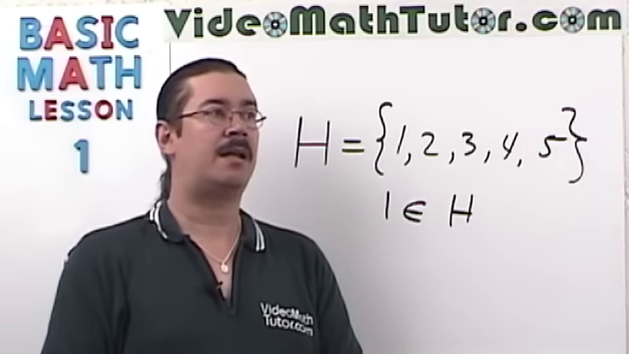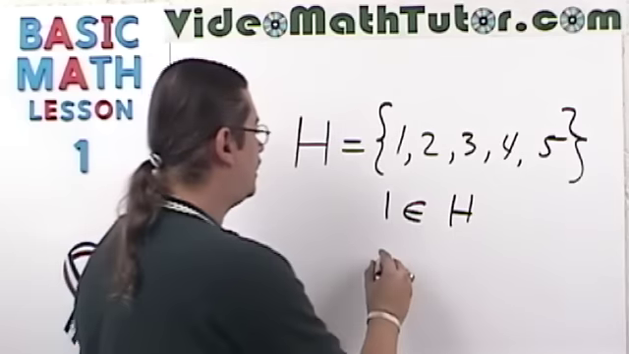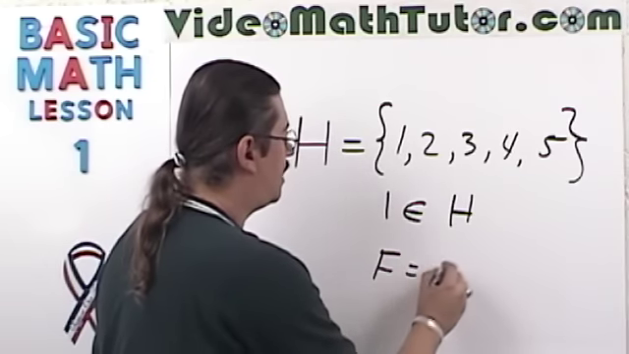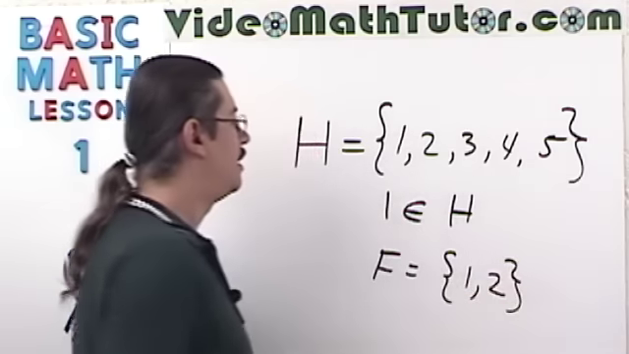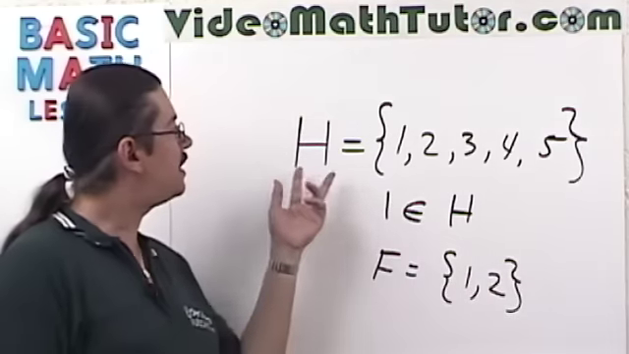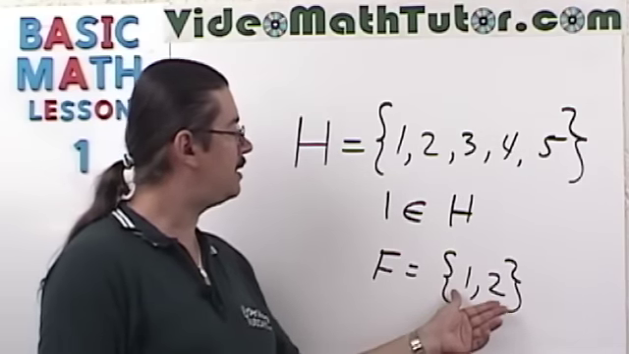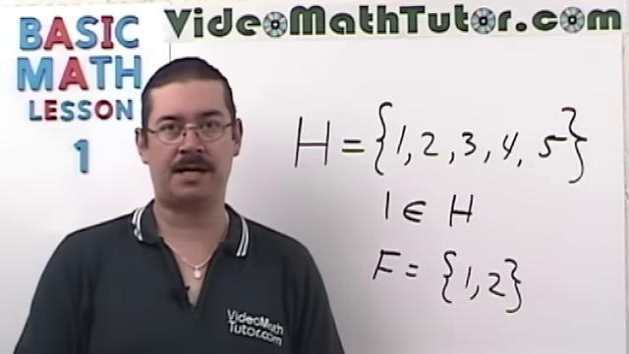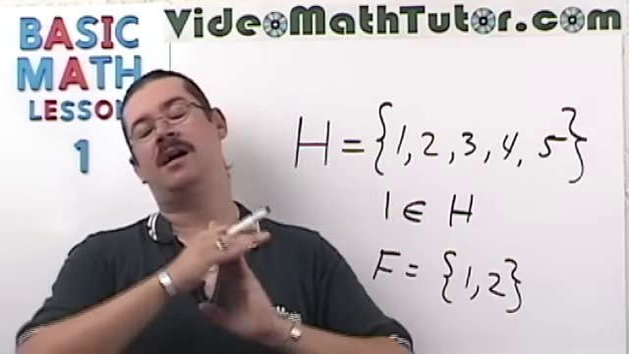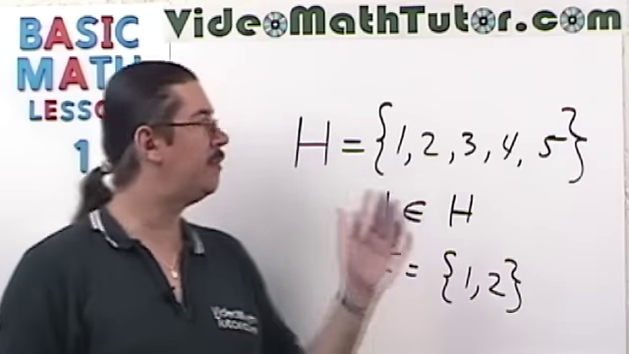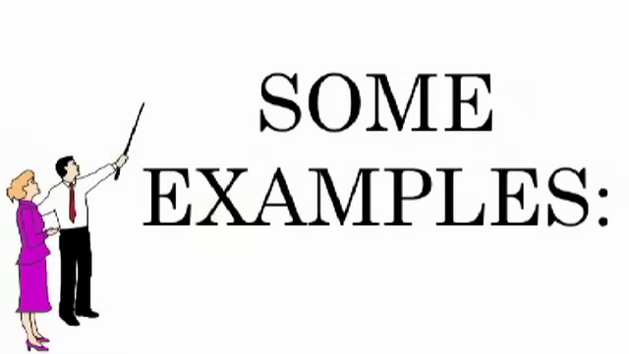Okay. Now, we also have something called subsets. How about, let's call this F, and I want to make F the elements 1 and 2. So F is a subset of H because everything that's in F is within H. Yes, we have notations for all this, but again, that's an entirely different lesson. I just want to give you the basics of what a set is for this lesson.